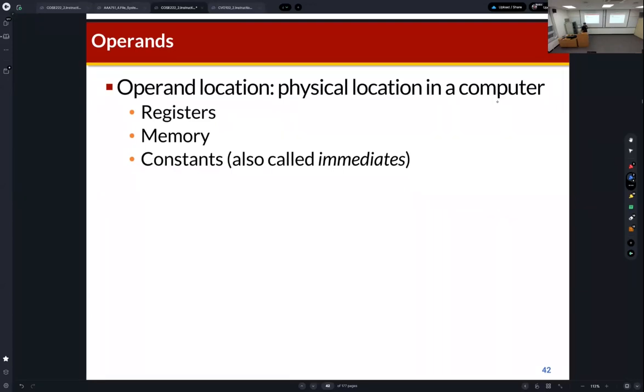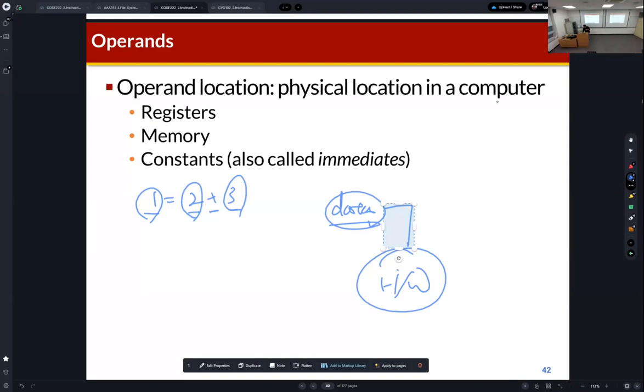I believe everyone knows about the operands because I already explained them. Like 1 equals 2 plus 3, this is the operator, and these are operands. So operands are data used by operations, right? The operands are actually the data. This data needs to be stored in a certain part of the hardware components. Why? We cannot use data without any hardware components. The data is stored in certain components of the hardware, and then this data is read by some other components, and then we can perform the required operation.